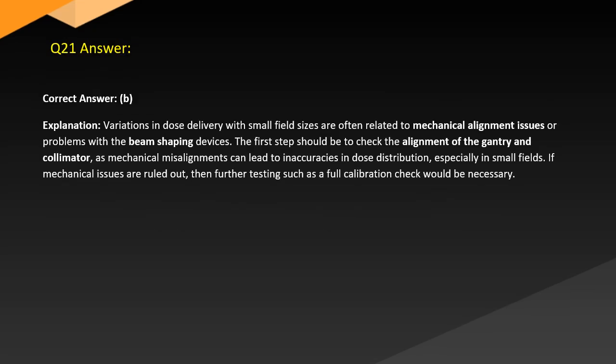Answer. Correct answer B. Explanation. Variations in dose delivery with small field sizes are often related to mechanical alignment issues or problems with the beam shaping devices. The first step should be to check the alignment of the gantry and collimator, as mechanical misalignments can lead to inaccuracies in dose distribution, especially in small fields. If mechanical issues are ruled out, then further testing such as a full calibration check would be necessary.